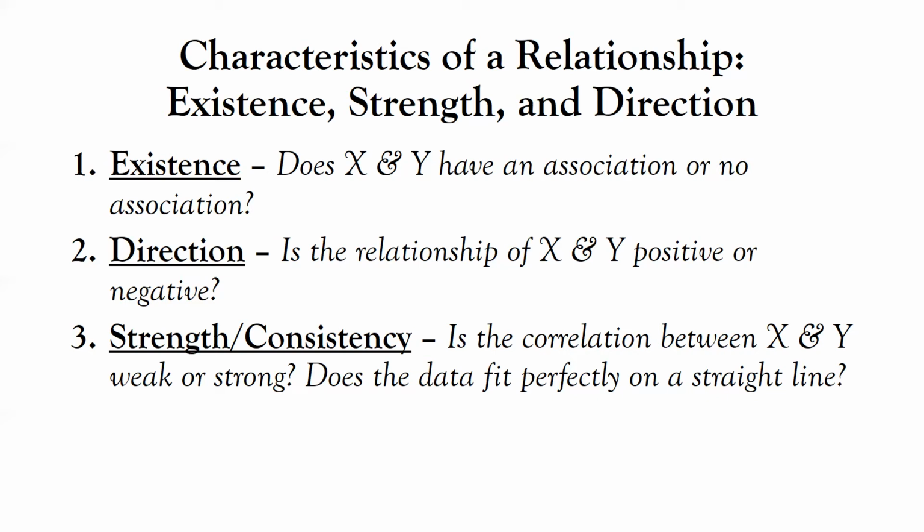All right. The second one is direction. Is the relationship of X and Y variable positive or negative? The third one is strength or consistency. So we ask here, is the correlation between X and Y variable weak or strong? Does the data fit perfectly on a straight line? Okay, so let's look at that one by one.